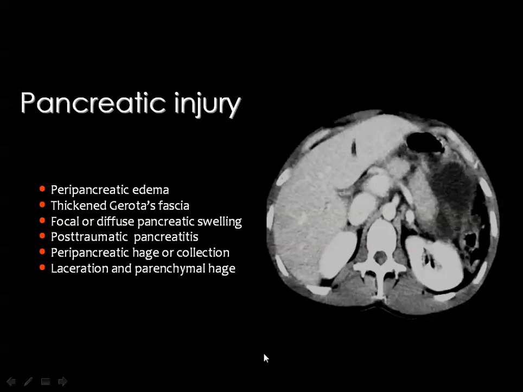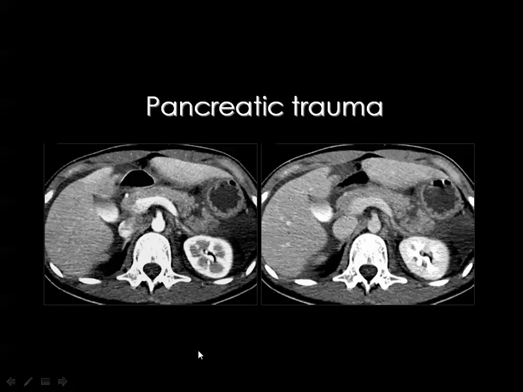Then we come to the pancreatic injury. The pancreas is not commonly injured, being a retroperitoneal structure protected from anterior and posterior, but in cases of abdominal trauma you may get pancreatic fractures, and these fractures represent linear hypodensities within the enhanced pancreatic parenchyma, usually surrounded by low density fluid which represents a retroperitoneal hemorrhage.